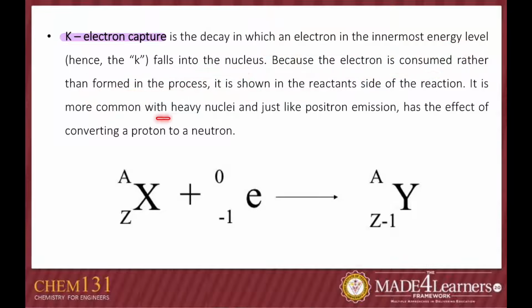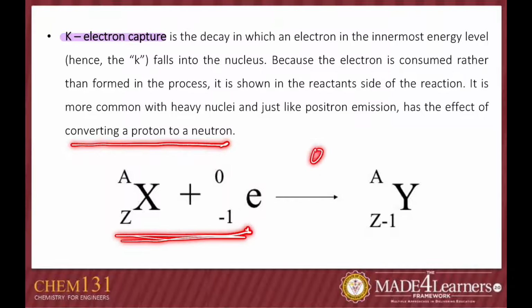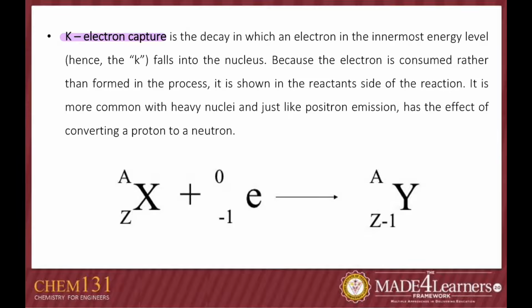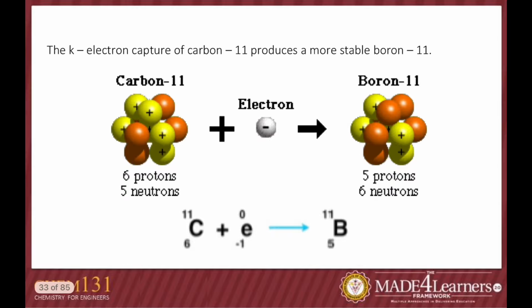It is more common with heavy nuclei, and just like positron emission, has the effect of converting a proton to a neutron. So, we place it on the left side because it is captured. When the atom has the electron, it falls into the nucleus. It is captured by the nucleus. So, this is an example of the K electron capture. You can just say electron capture, but you already understand why there is a K. So, the electron capture of carbon-11 producing a more stable boron-11.